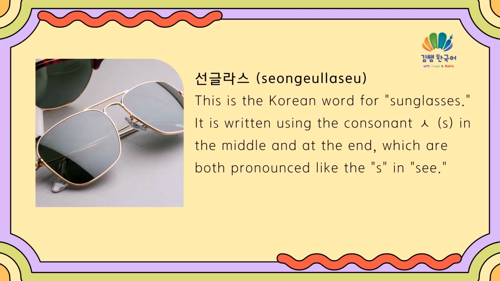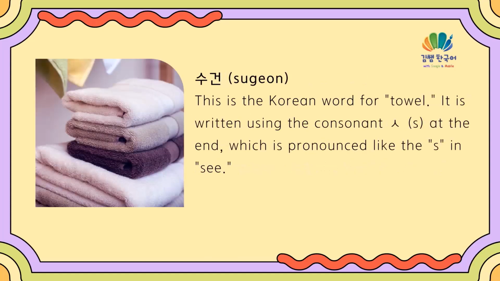It is written using the consonant 시옷 s in the middle and at the end, which are both pronounced like the s. 수건. This is the Korean word for towel. It is written using the consonant 시옷 s at the end, which is pronounced like the s.